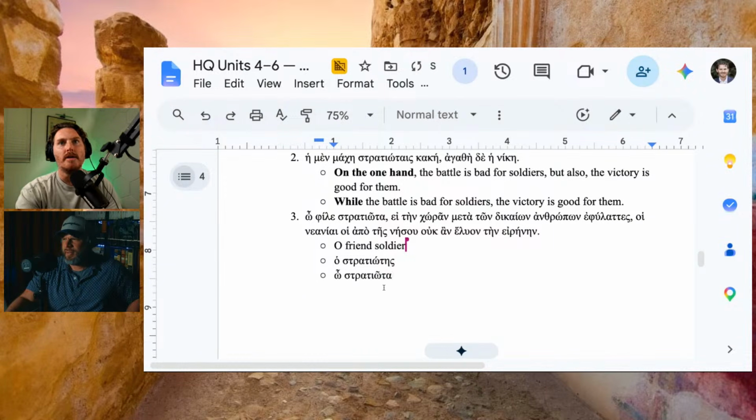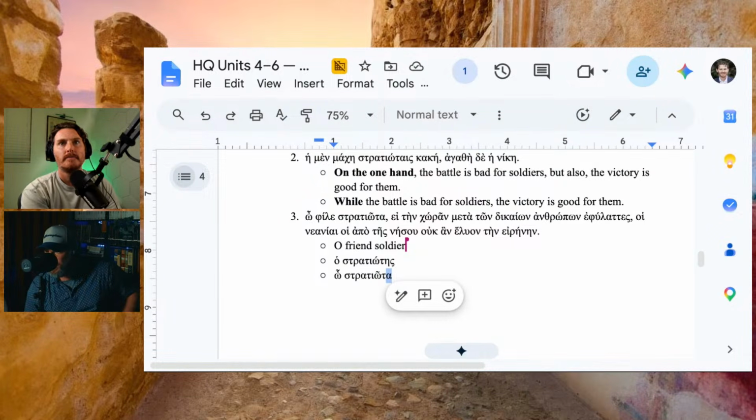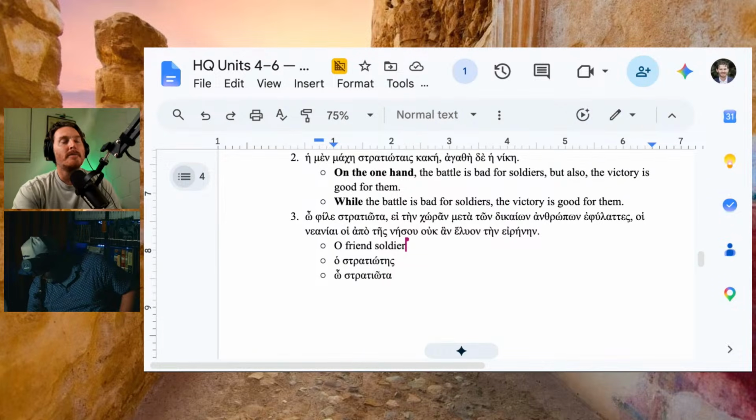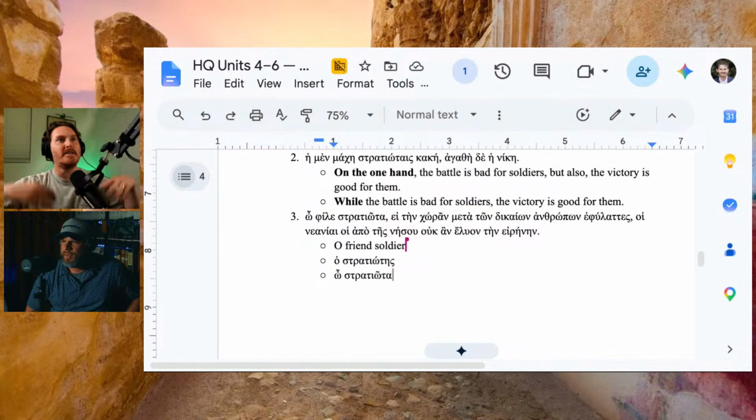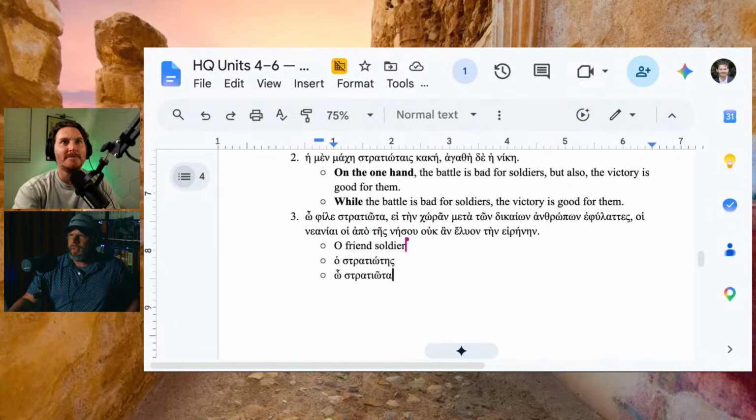O stratiota, with a circumflex accent because the alpha is short. Is that really how the vocative looks for that word? Yes, this is a first declension masculine vocative. Stratiota, really? There's no e at the end? That's weird. No, it's the alpha. The short alpha is giving you this vocative when you're calling out to the soldier and saying, "Yo, soldier, yo, friend, soldier." Oh, okay. Yep. O friend soldier.